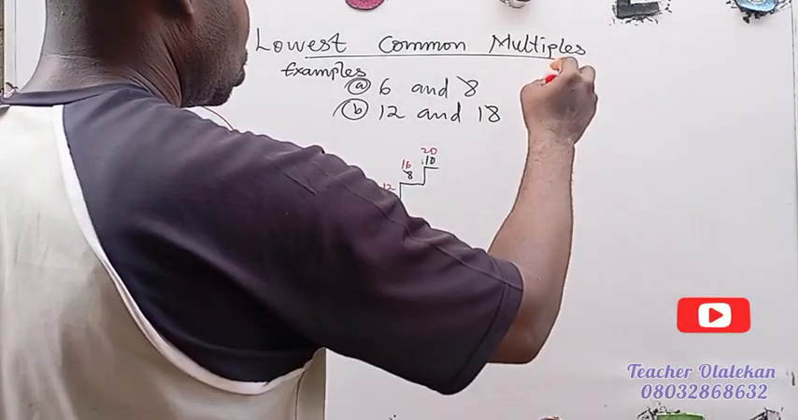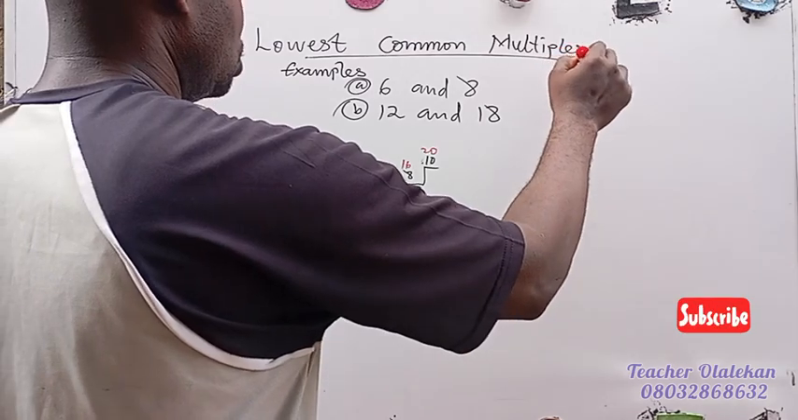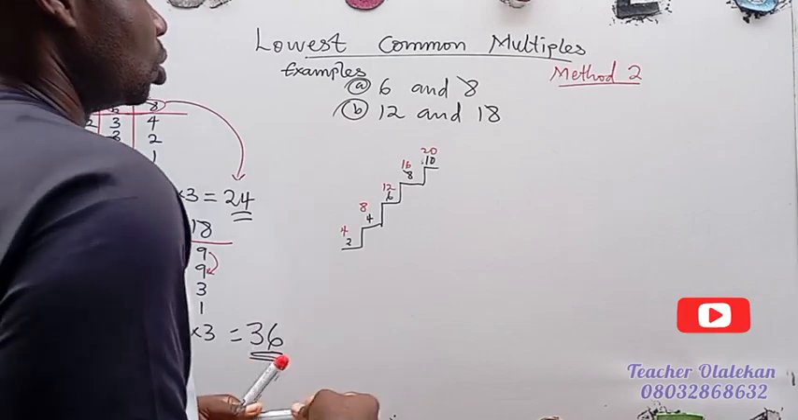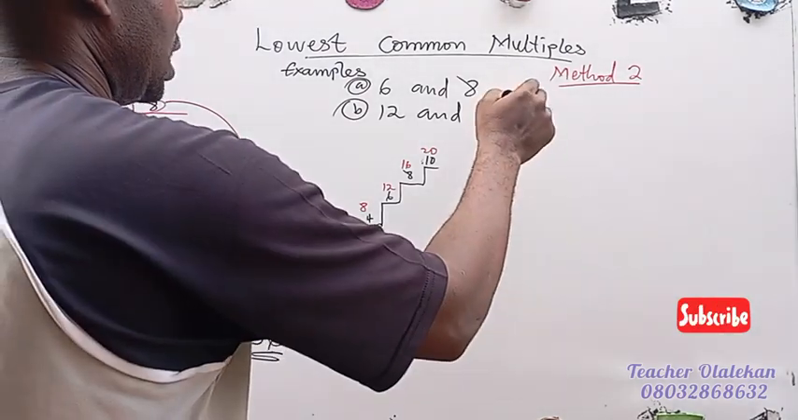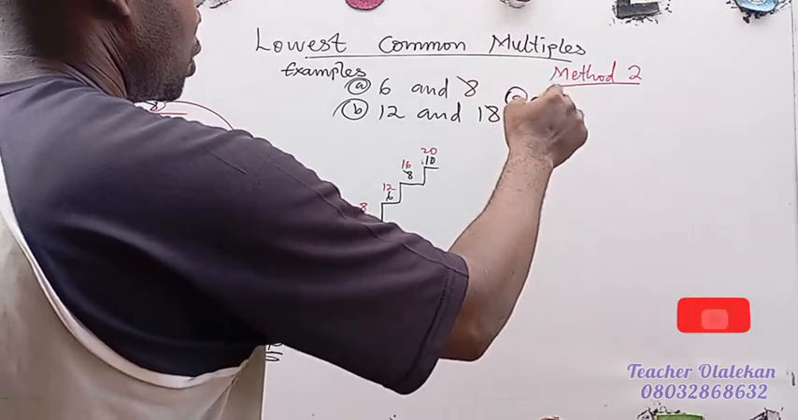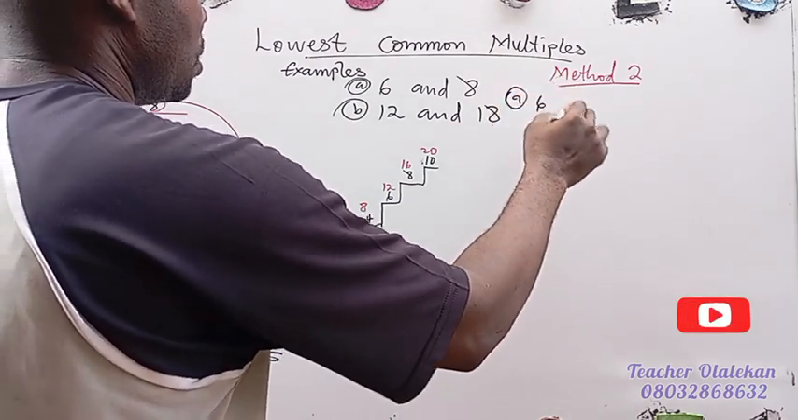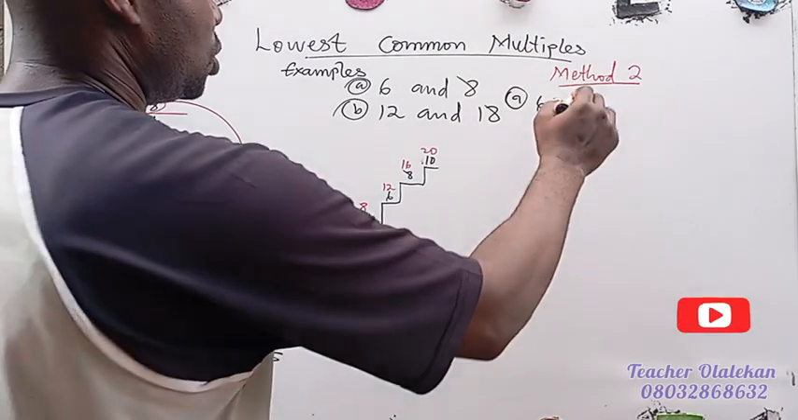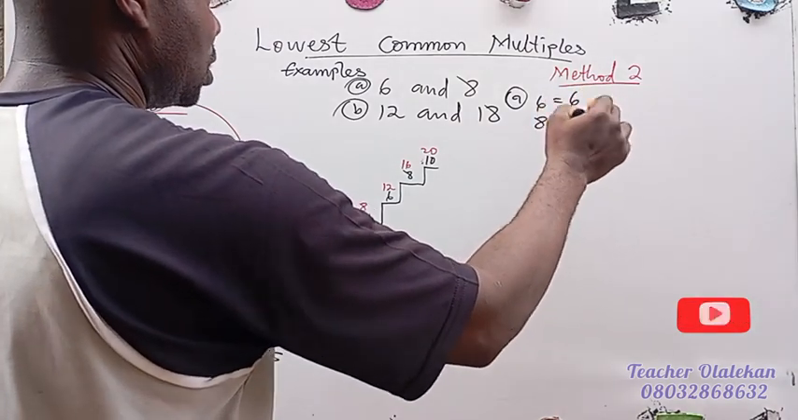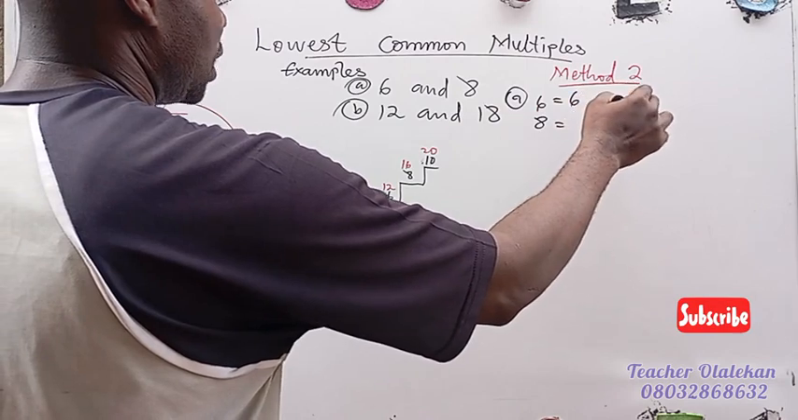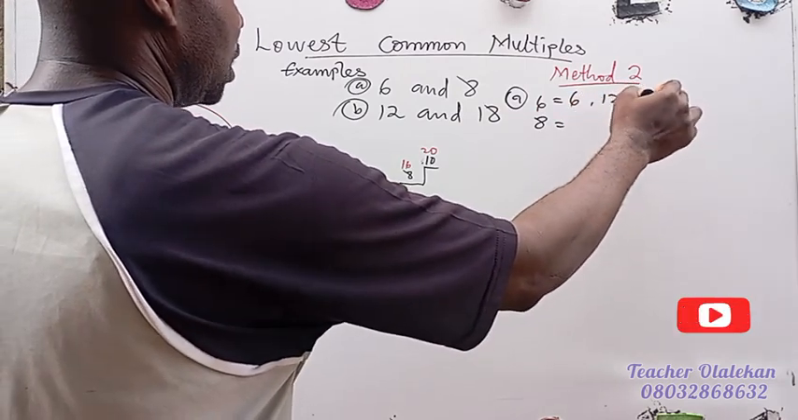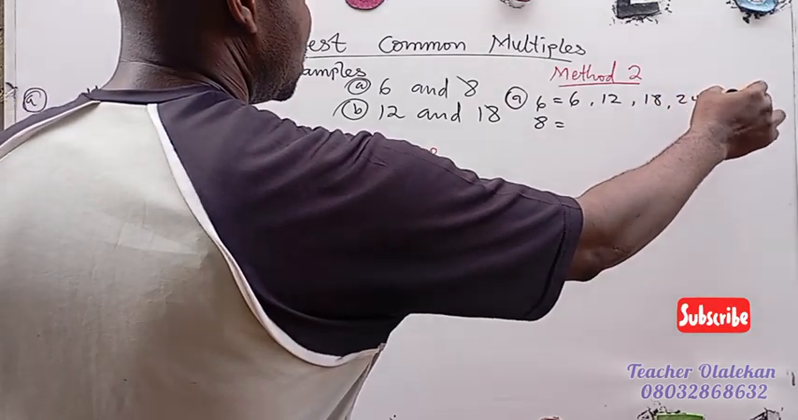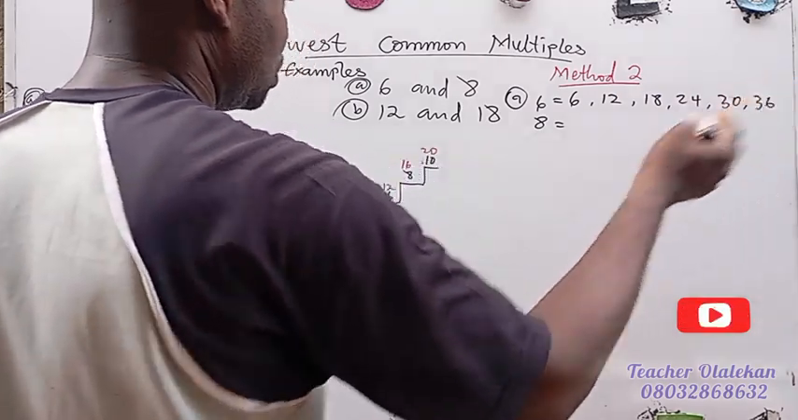So let's use method 2 here. To do that, you just make a ladder, a uniform ladder. So you have your figures 6 and 8, and you continue to make the multiples of them. So now let's start. 6 times 1, 6, 6 times 2, 12, times 3, 18, times 4, 24, times 5, 30, times 6, 36, and you may stop there.